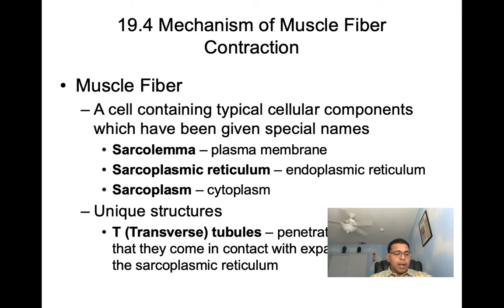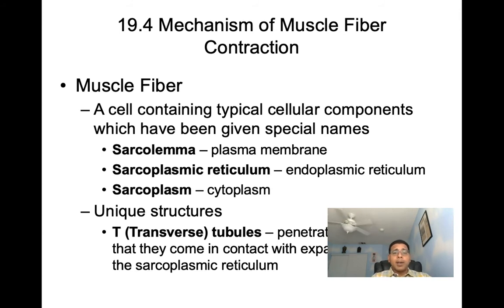Next, let's move down and talk about muscle fiber contraction. Let's talk about the mechanisms of muscle fiber contraction. Skeletal muscle tissue is striated, as we have seen, and it has alternating dark and light bands which are formed due to the arrangement of the myofilaments in the muscle fiber.